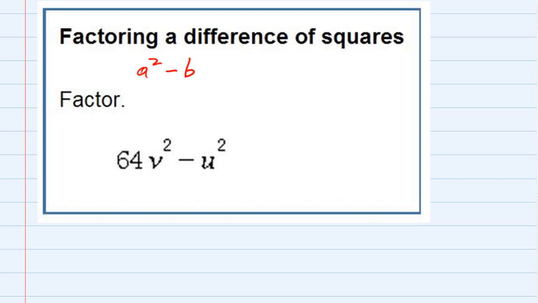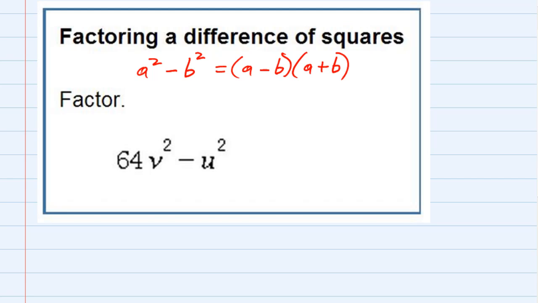Difference of two squares means that we have a first term being squared minus a second term being squared, and those will always factor into the first term minus the second term and the first term plus the second term.